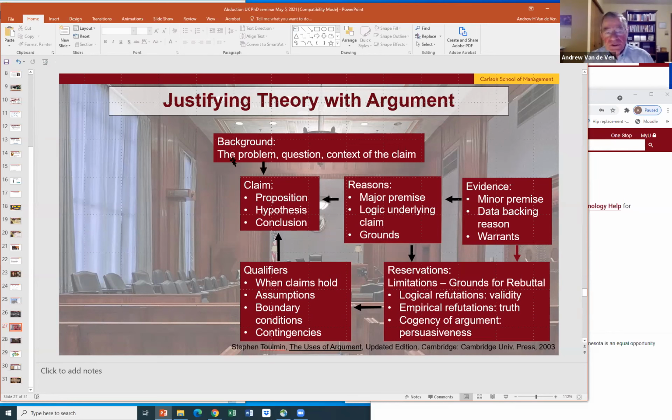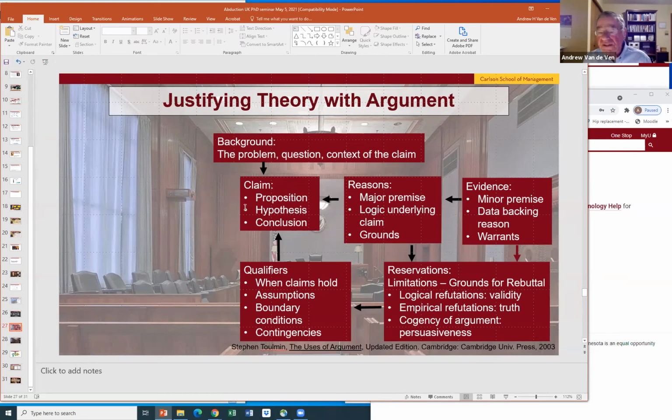There's a background, there's a problem, there's a question, there's a context in which it exists. Here is the anomaly as it exists, the background, which then provides the claim, which is your proposition. But it could be several propositions. Is it this or that? Or I propose this rather than the status quo. This is my claim of the argument.